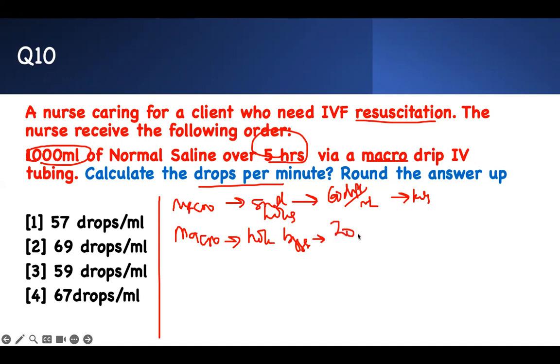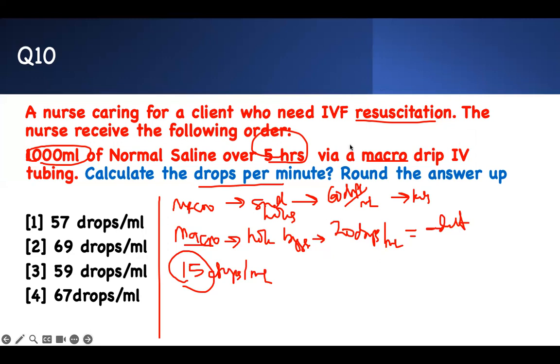So you get 20 drops in a ml, and this is used for adults. When they give you macro, you use 20 drops per ml. If they use micro, you use 60 drops. If they don't tell you at all, you use 15 drops per ml. Most of the time they say 15 is the average. So this is what you use, but pay attention to what they tell you.